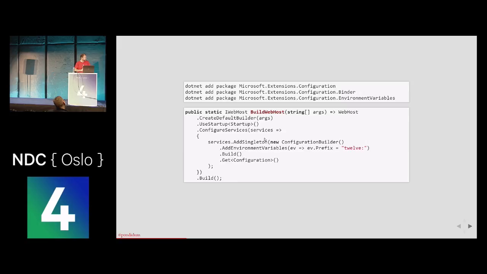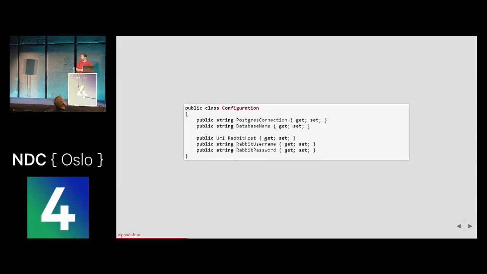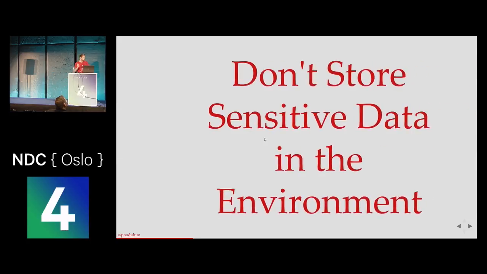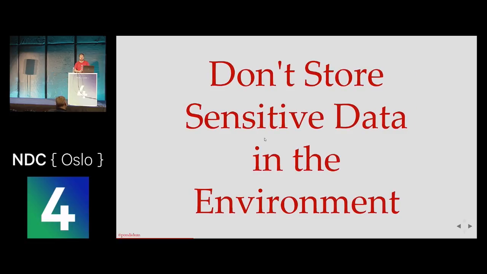And our actual configuration, in this case, just has a database connection string, database name, RabbitMQ host, and a username and password. Now, can anyone see any problems with the configuration that's come from the environment with this? And the clue is, don't store sensitive data in your environment. Just don't do it. API keys, connection strings, usernames and passwords, these should not be in environment variables.